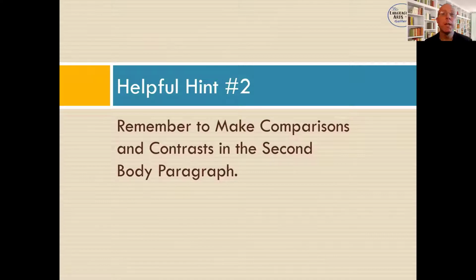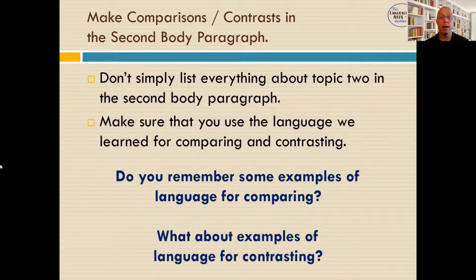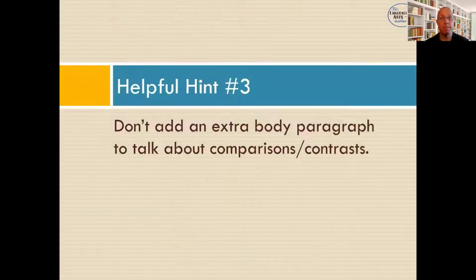Okay, helpful hint number 2 is make sure that you make comparisons and contrasts in your second body paragraph. So you don't want to simply list everything. You're actually comparing and contrasting. Remember, this is a comparative essay. And helpful hint number 3 is in line with our last tip. You want to make those comparisons and contrasts in that second body paragraph. Don't add a third body paragraph to make your comparisons. Okay, in that second body paragraph, you are going to list things relative to the 3 points of comparison, but you're also going to be comparing and contrasting in that body paragraph.